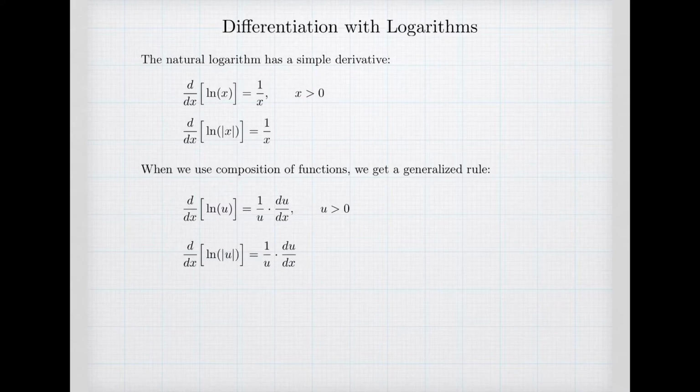Well, that's not very useful if I might have a negative value for my expression. If I happen to have the logarithm of the absolute value of u, its derivative will be 1 over u times the derivative of u. And this will be true as long as u is not equal 0. We'll be using these principles to be able to help us with other differentiation problems in this video.